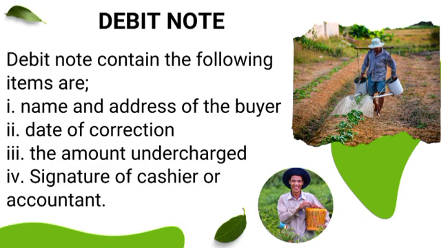A debit note is sent to a buyer to notify him or her concerning goods which have been undercharged. Then a debit note contains the following items: the name and address of the buyer, which must be there. The date of collection, the date the collection is to be made, also reflects in the debit note. Then the amount undercharged. Like I said the other time, I used a textbook, which is 2,000 naira out of the 10,000. So about 8,000 was charged in the invoice, so the remaining 2,000 will also reflect in the debit note. Then the signature of the cashier or accountant, somebody in charge who detects that the customer has been undercharged, will also reflect in it.